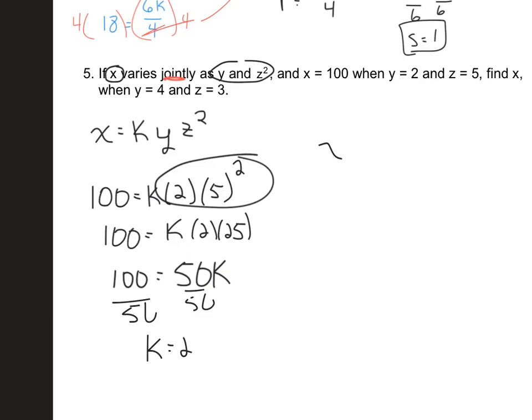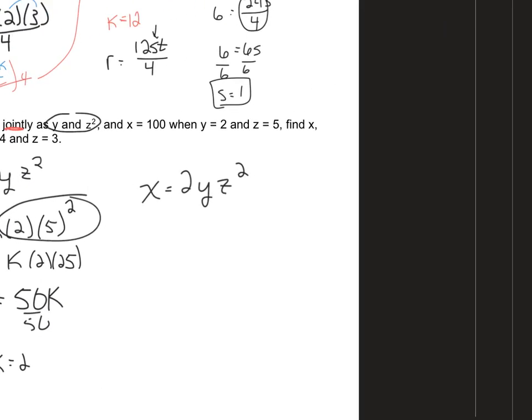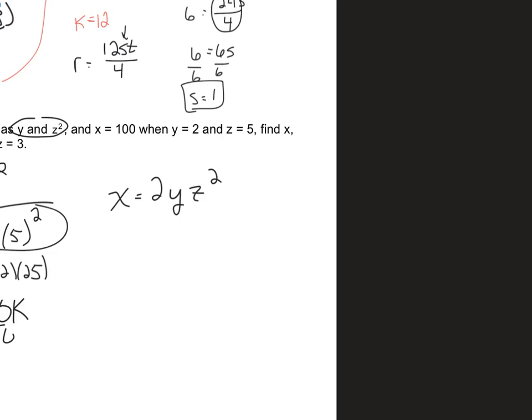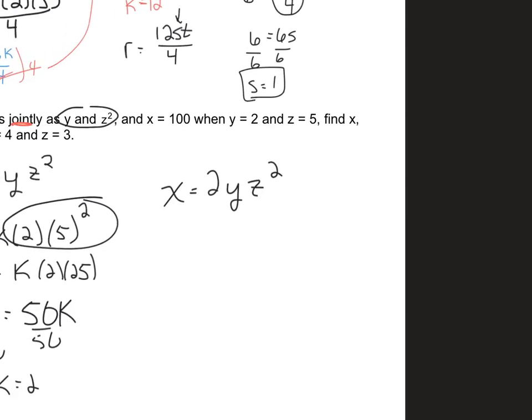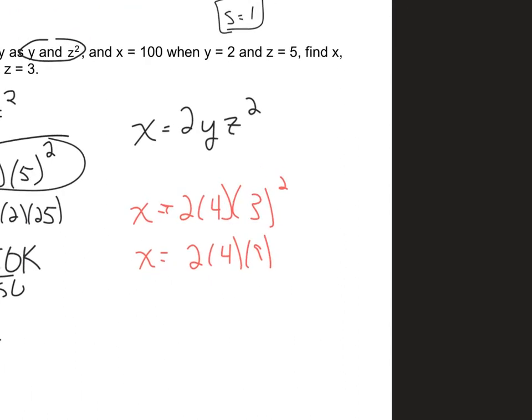So then we plug it in. X equals 2YZ squared. And we finish it up. So let's get this last little bit done. It says find X when Y is 4 and Z is 3. X equals 2 times 4 times 3 squared. And that's a pretty easy one. X equals 2 times 4 times 9. 2 times 4 is 8. 8 times 9 is 72.